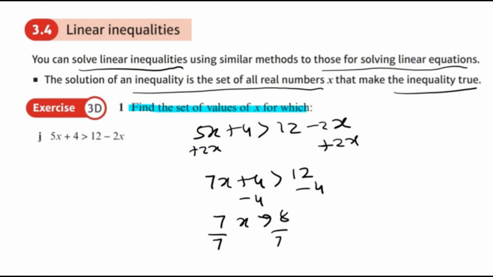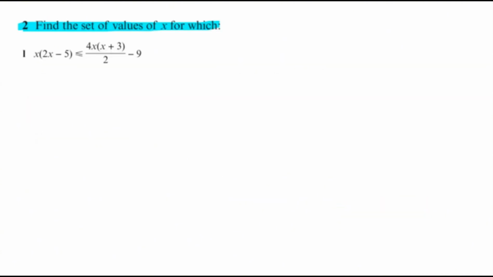Divide by 7 both sides. So x is greater than 8 over 7. It means the value of x is always greater than 8 over 7. That we are telling as the range. Okay, move to the next question.